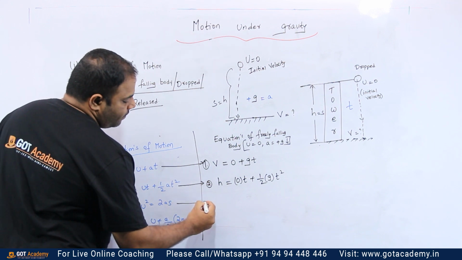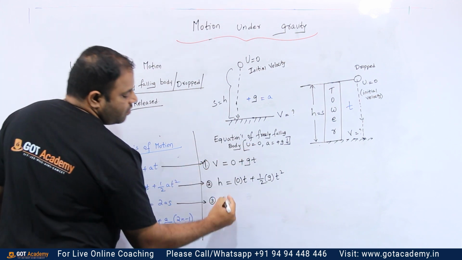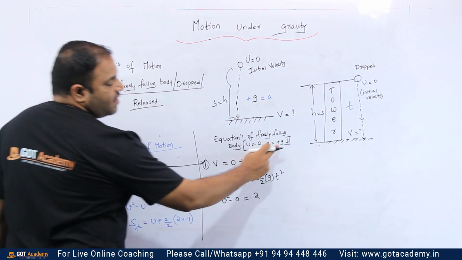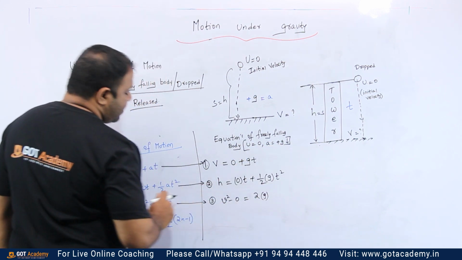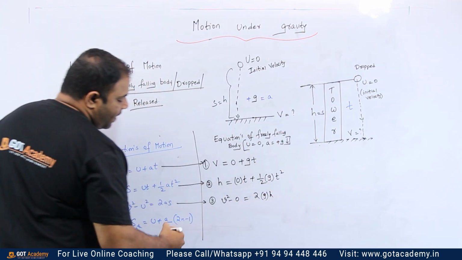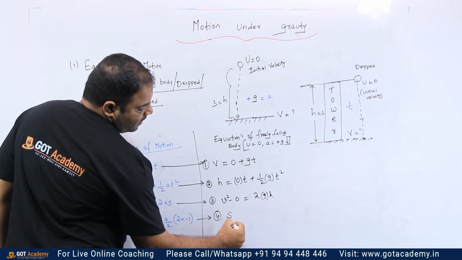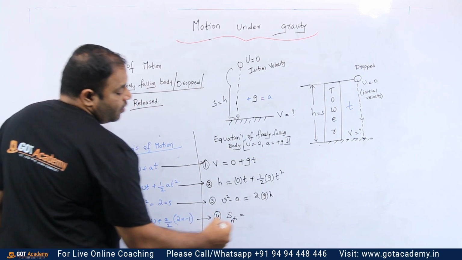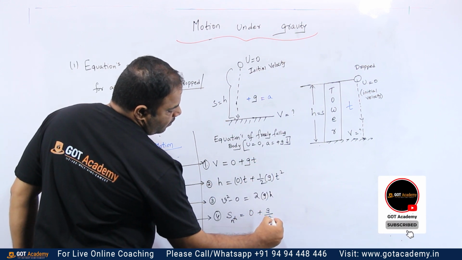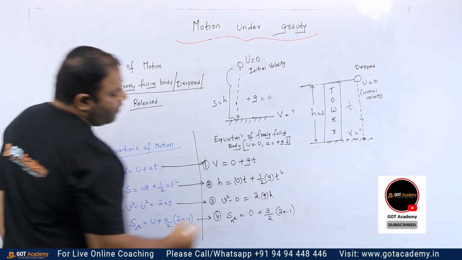Now coming to the third, as I told you, v square minus u square, where u is equal to 0. So v square minus 0 is equal to 2 into acceleration, that is plus g, and distance s, nothing but the height of the tower or height of the building. Now coming to the fourth equation, distance travelled in the nth second. So s nth is equal to u, in place of u 0, in place of acceleration g, by 2 into 2n minus 1. This is the way I could write.